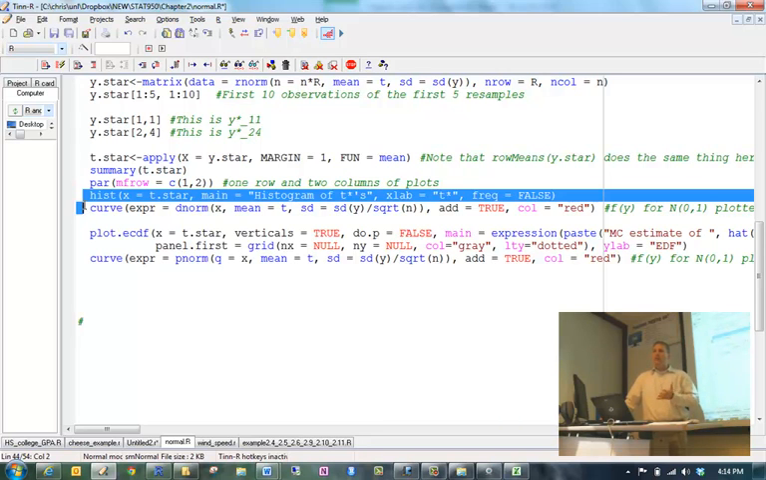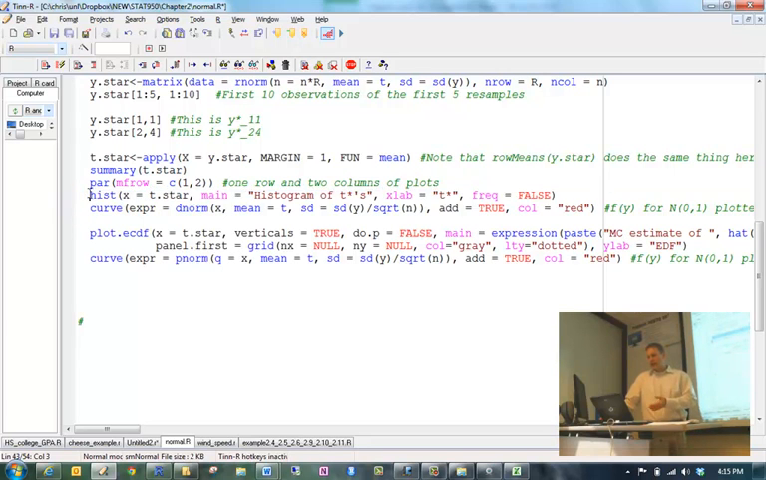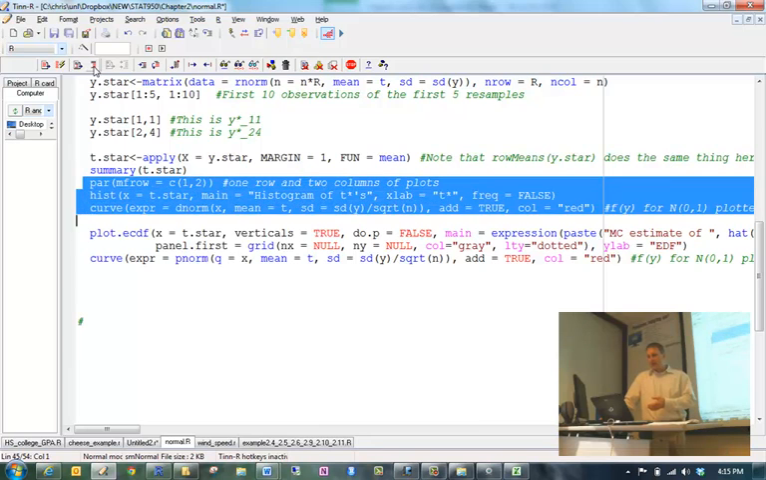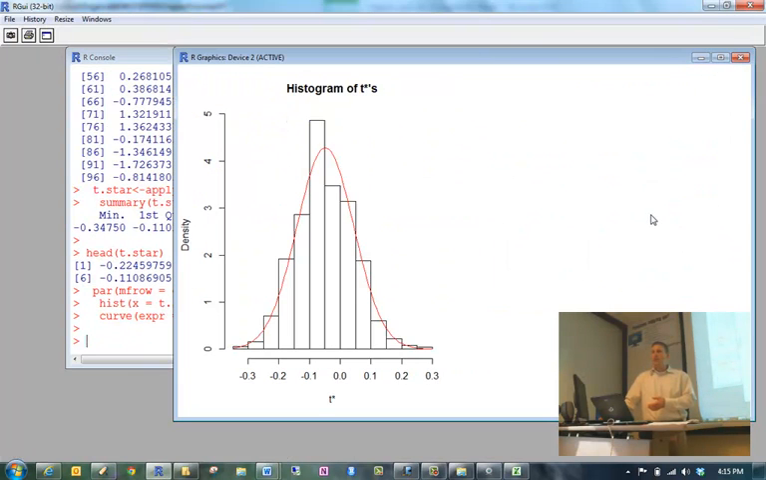And we know what t star actually is. What is it? Normal with mean t, or y bar, and a variance of sigma hat squared divided by n. So we're sampling from a normal distribution. I mean, we know that from Stat 882. So I use the curve function to look at that, and hopefully they agree. And they largely do.